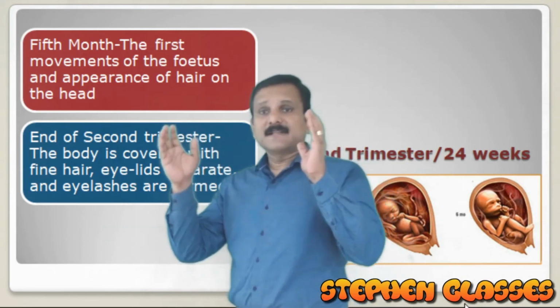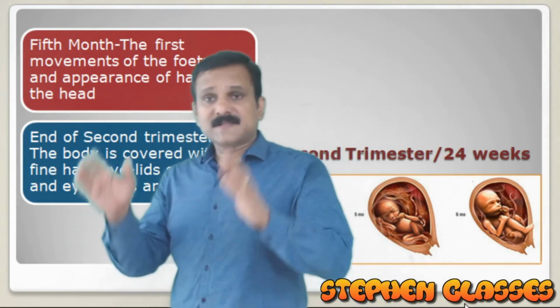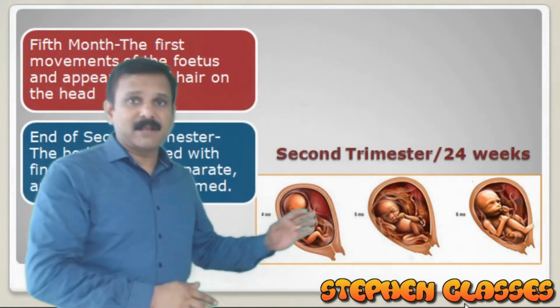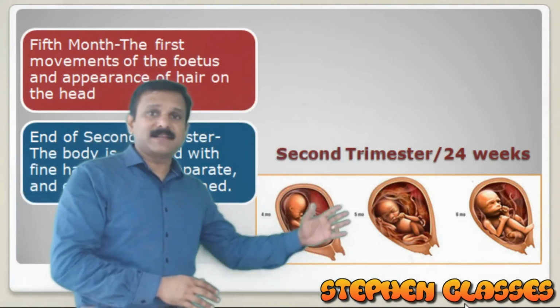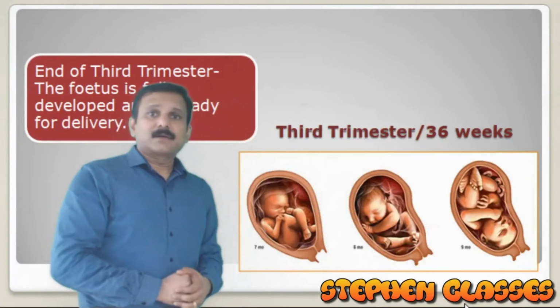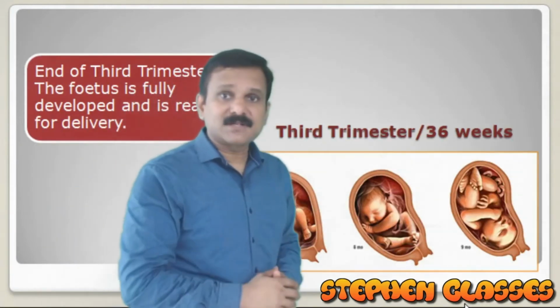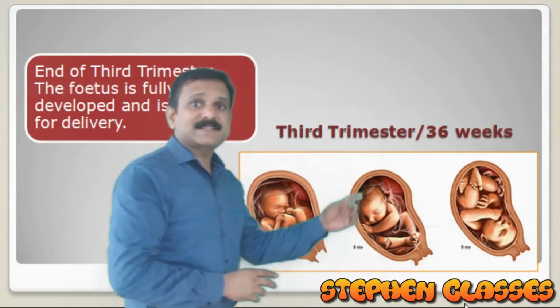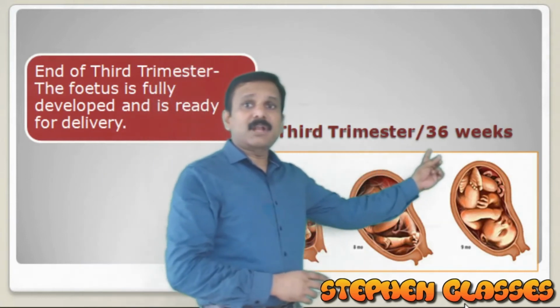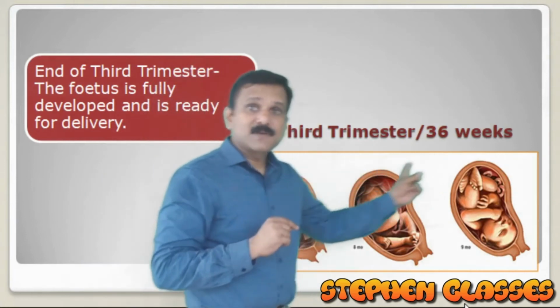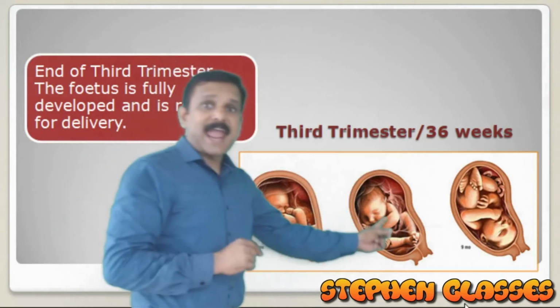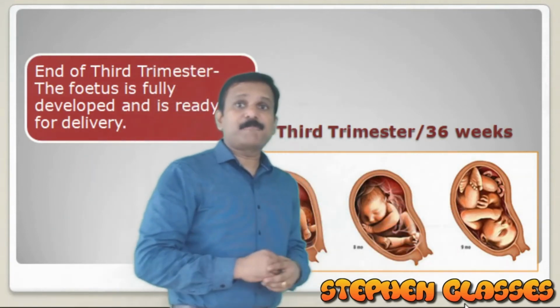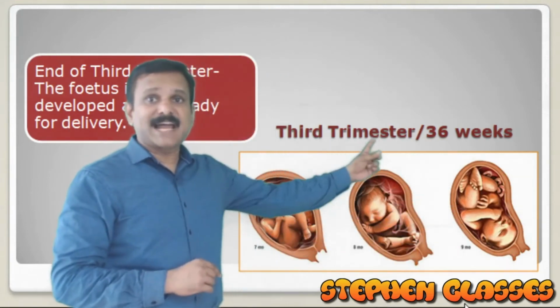So now the second trimester is over, or 6 months we have completed. The development is over, 6 months completed. Now we move to the third trimester. When the third trimester is completed, it will be completion of 36 weeks. So it will be 7th, 8th, and 9th month of pregnancy. We can call it the third trimester.